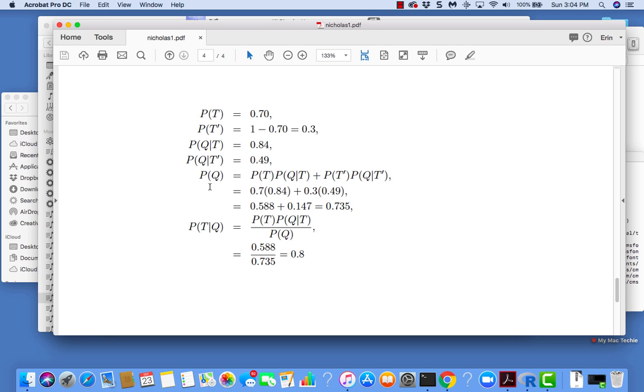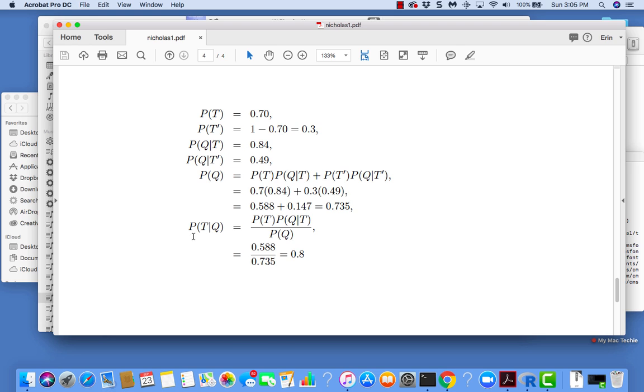So the probability of meeting quota is P of T times P of Q given T plus P of T complement times probability of Q given T complement. So that's your 0.7 times 0.84 plus 0.3 times 0.49. I get 0.588 plus 0.147. So my total probability of meeting quota is 0.735.